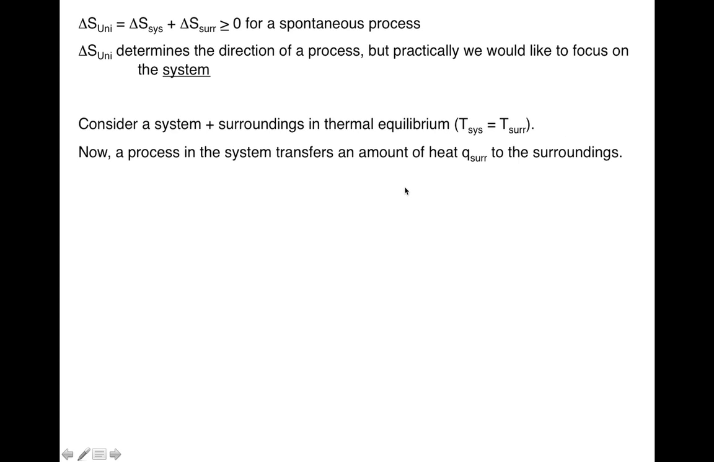So let's think about the system plus the surroundings, and they're at the same temperature. In some process, let's say a chemical reaction, we're going to transfer an amount of heat to the surroundings. We'll call it Q surroundings here. Now, the change in heat of the surroundings, at thermal equilibrium, is minus the change in heat in the system. Doesn't matter if this is absorbed or given off by the system, but they are of opposite sign.